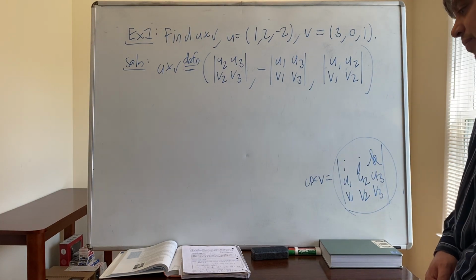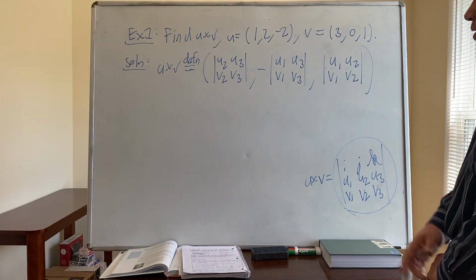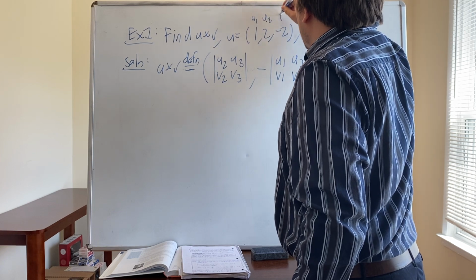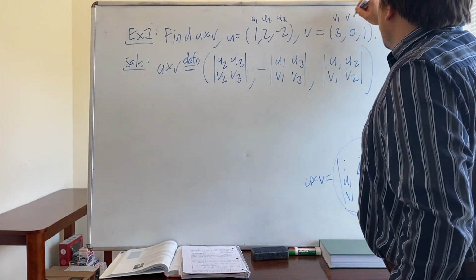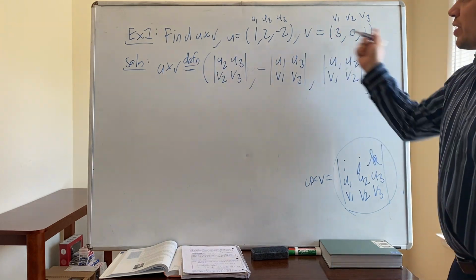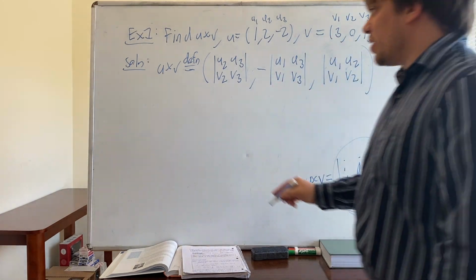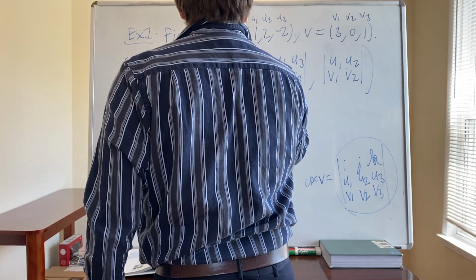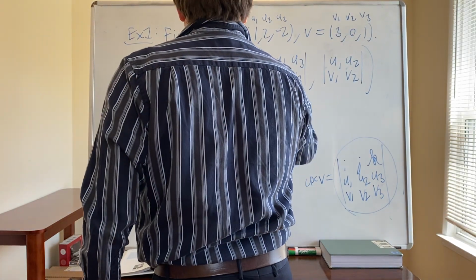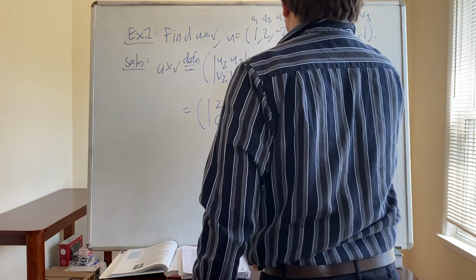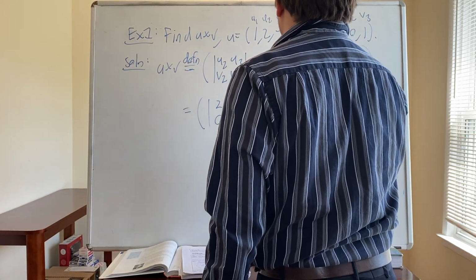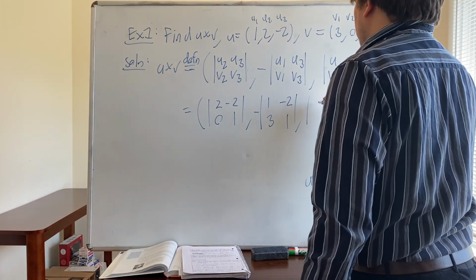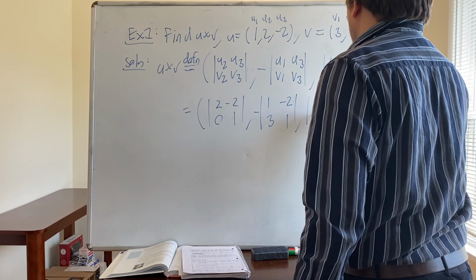Okay, so now we're just going to calculate this. Remember, this is u1, this is u2, this is u3. This is v1, that's v2, and that's v3. And so you're just going to plug those 6 values into that expression. Plugging in, we get the determinant of [2, negative 2; 0, 1], comma, negative the determinant of [1, negative 2; 3, 1], comma, the determinant of [1, 2; 3, 0].